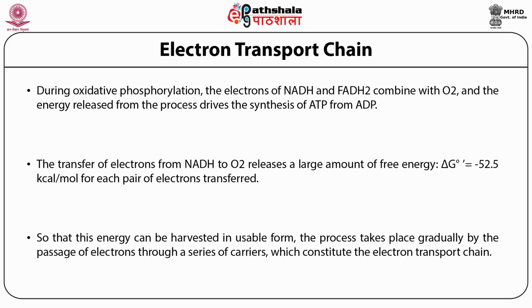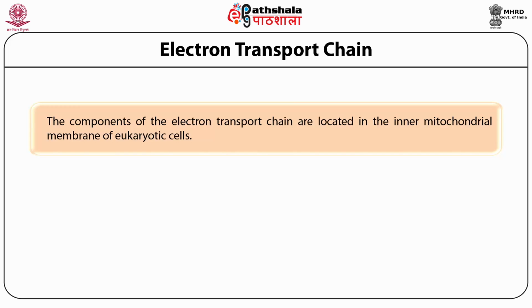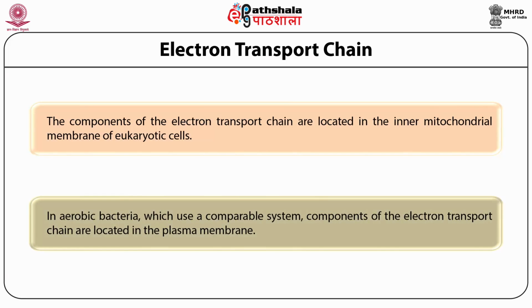The process takes place gradually by the passage of electrons through a series of carriers which constitute the electron transport chain. The components of the electron transport chain are located in the inner mitochondrial membrane of eukaryotic cells. In aerobic bacteria, which use a comparable system, components of the electron transport chain are located in the plasma membrane.